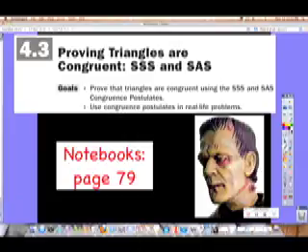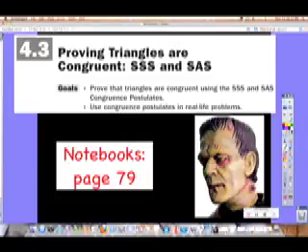Okay, here we go. So chapter 4 is all about triangles. Section 3 is about SSS and SAS. I bet you could guess what those mean. We'll get into it in just a second. What I'm hoping is that by the end of today's lesson, you'll be able to look at two triangles and decide: are they congruent by using SSS or are they congruent by using SAS? So we probably should get to know what these are.